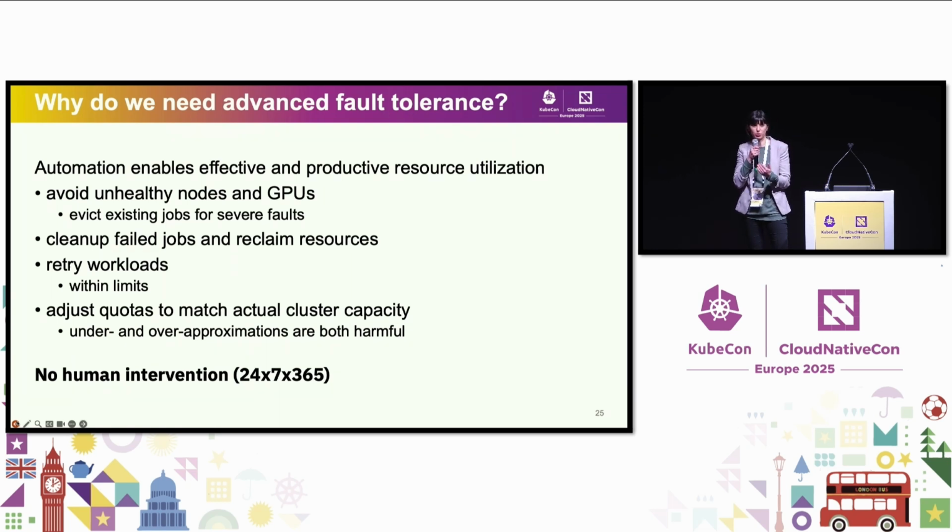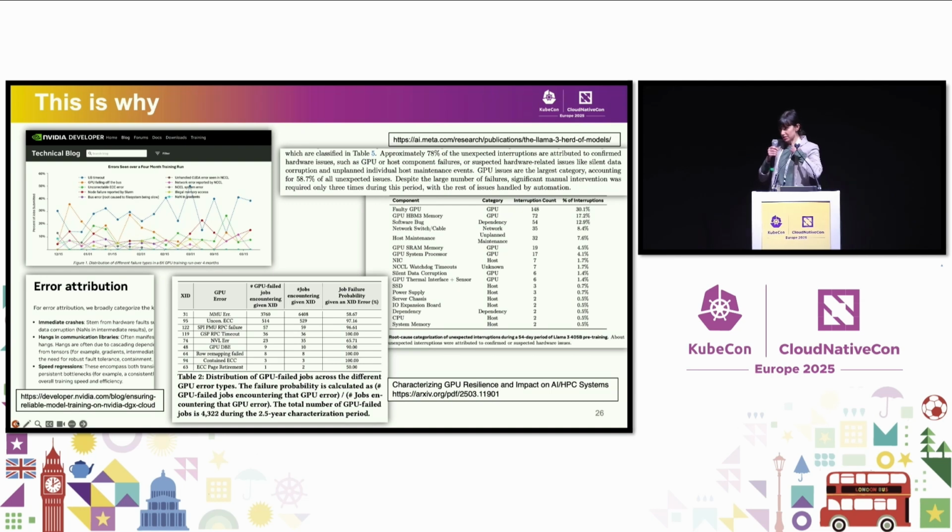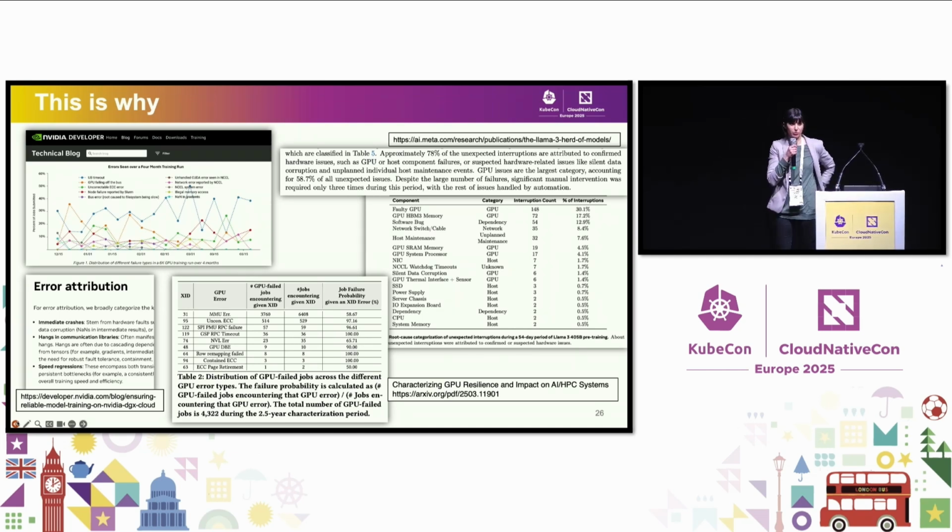So we also need to adjust the quotas accordingly, depending on the cluster state. And this is not something that's new and unexpected. I took some screenshots here from some of the most recent reports on GPU failures and how they relate to AI jobs running on more or less large clusters.